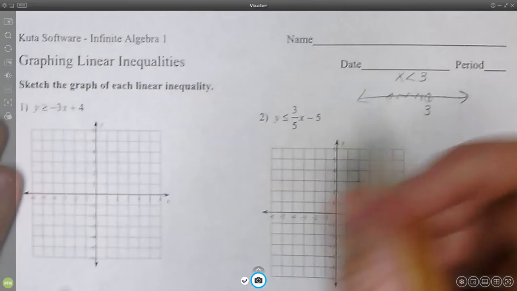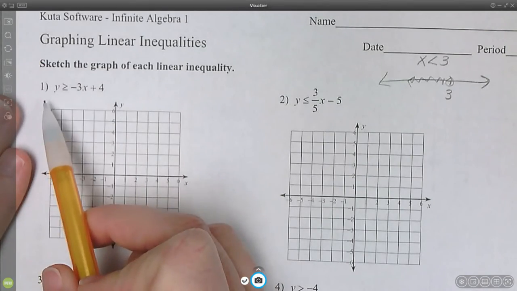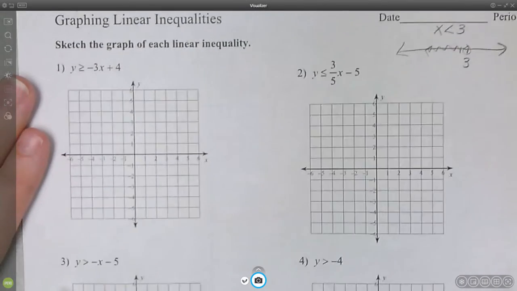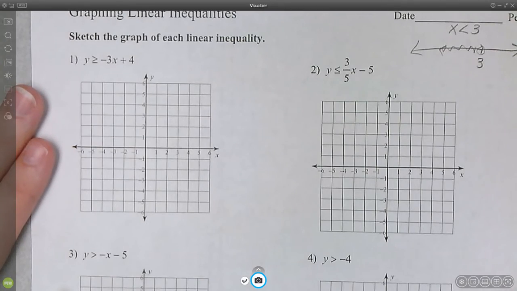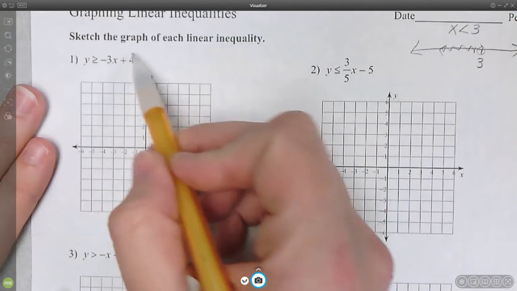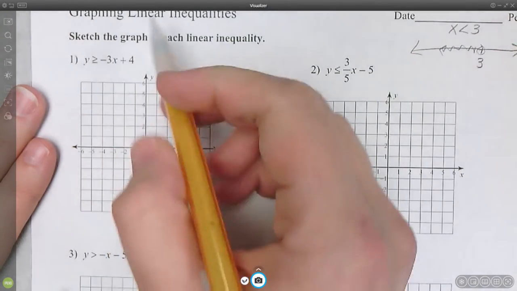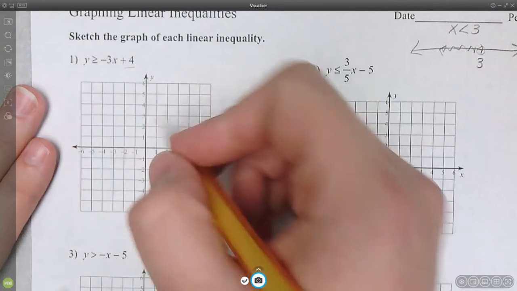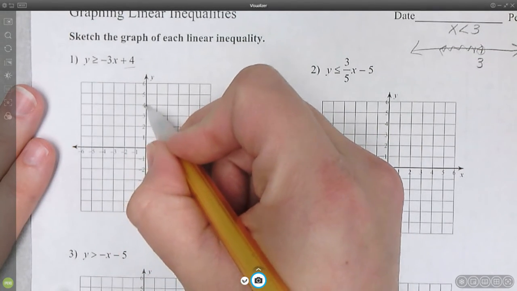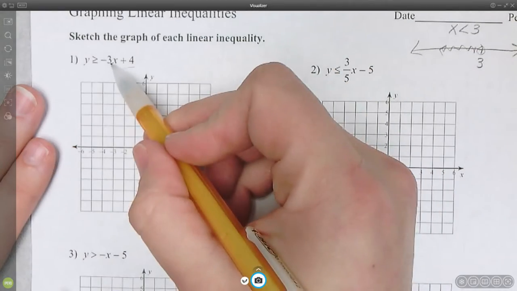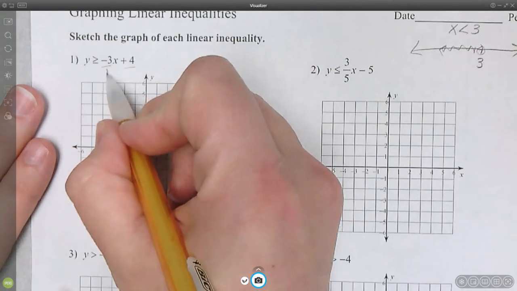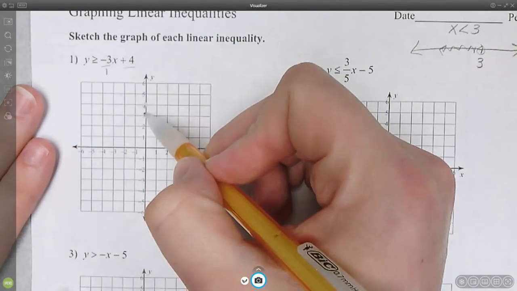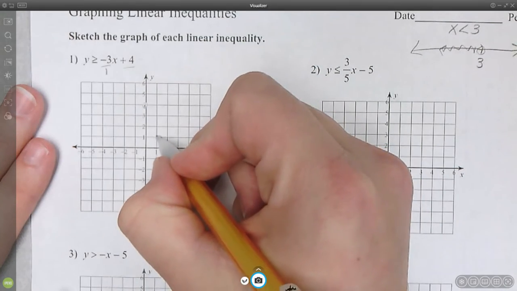But now we have two variables. We have an x and we have a y. So the first thing you're going to do is graph this as you would any normal line. So our y-intercept is at 4. So you go up to 4, you put a point. Our slope is -3, which is really -3/1. So you go down 3 and right 1.